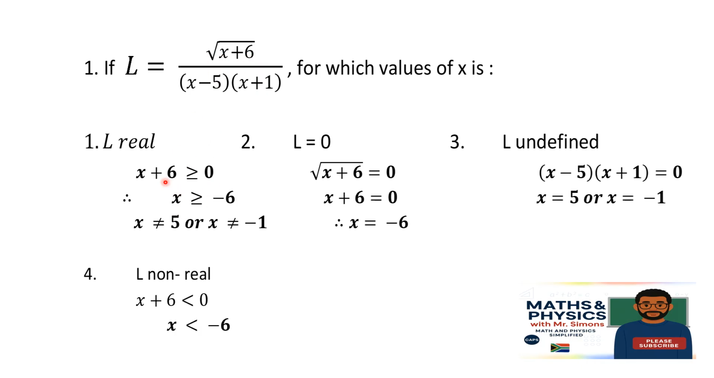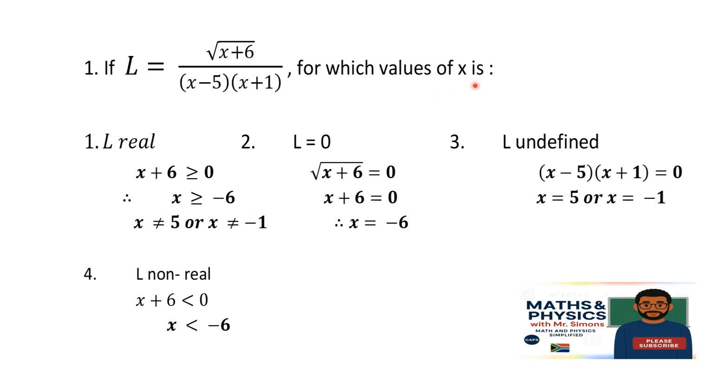Take note, x cannot equal 5 and x cannot equal minus 1. These are greater than negative 6, because if x equals those two values, the whole expression becomes undefined. So I have to specify that if I put 5 minus 5, anything divided by 0 is undefined. If I put minus 1 plus 1, 0, anything divided by 0 is undefined. But you see there, 5 is bigger than negative 6 and negative 1. So that is my restriction I have to specify.